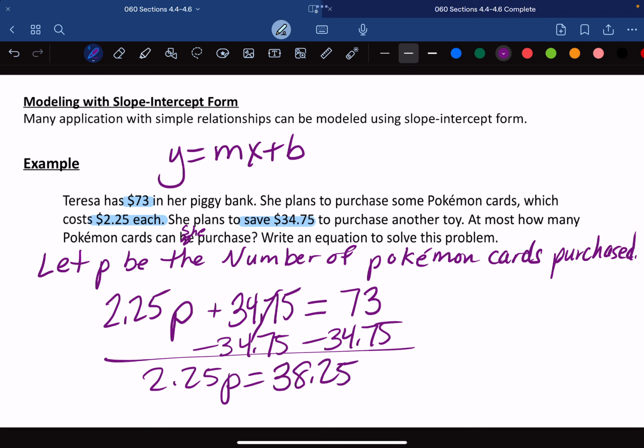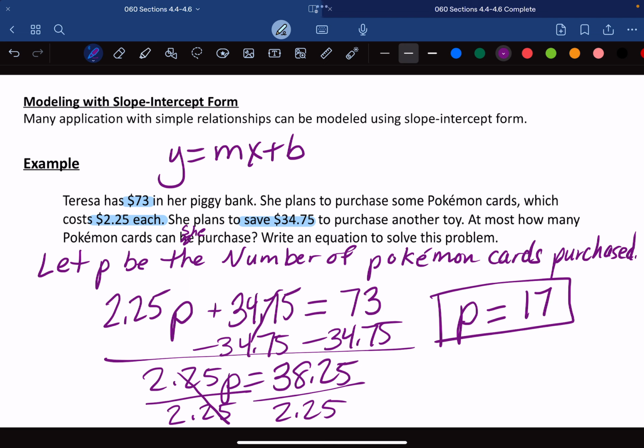And the first thing we do is subtract the $34.75 from both sides. And then we can divide both sides by the $2.25, giving us that Teresa can purchase 17 Pokemon cards if she would like to spend all of her money. And that is slope-intercept form.